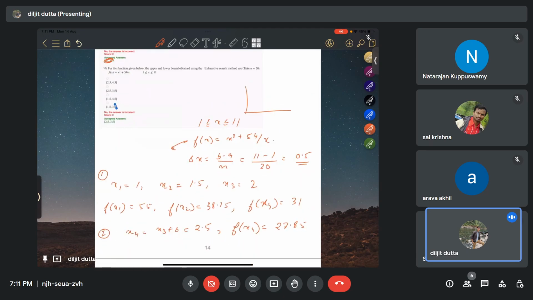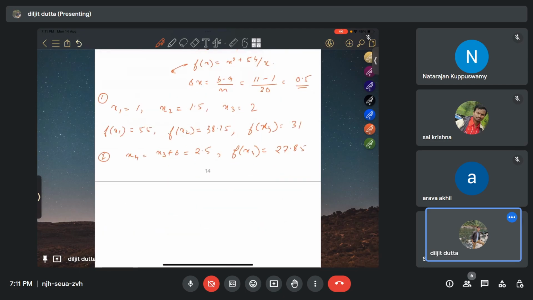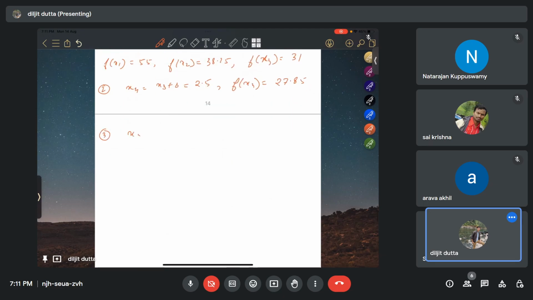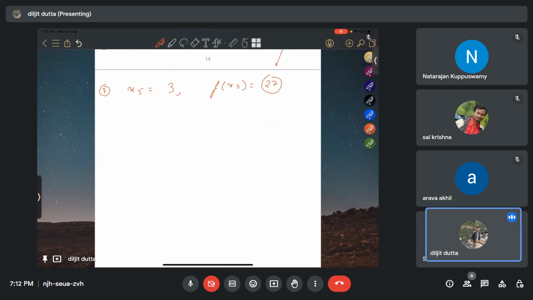So we are proceeding in this manner. This is x1, this is x2, this is x3, x4, again x5. So we are proceeding from left to right till we find that x5 or x6 is greater than the previous value. So the next value is x5 equal to 3, and f of x5 is equal to 27. Again this value is less than f of x4, so we'll have to evaluate one more value.